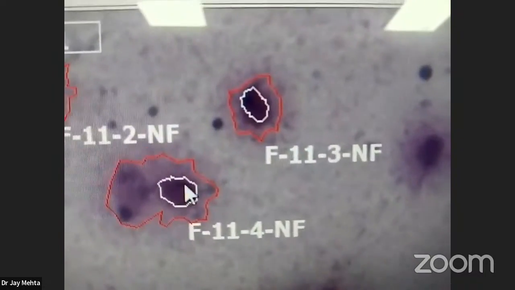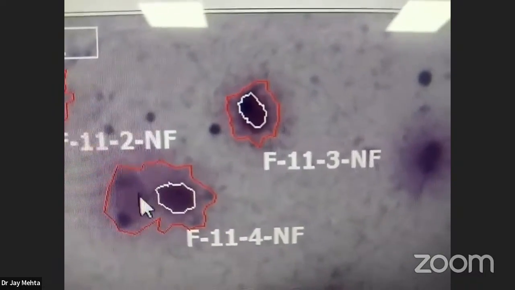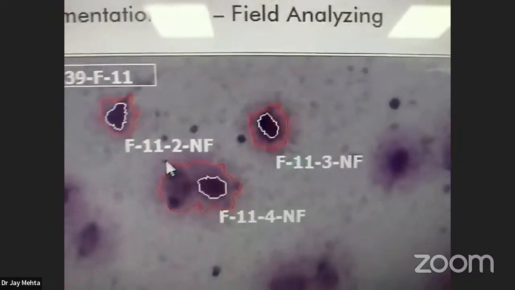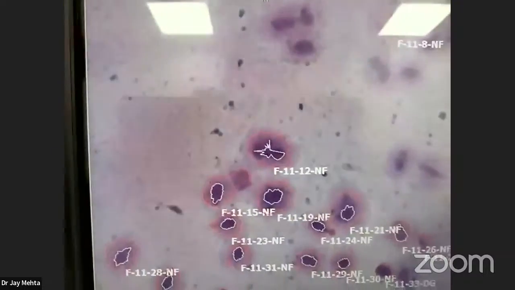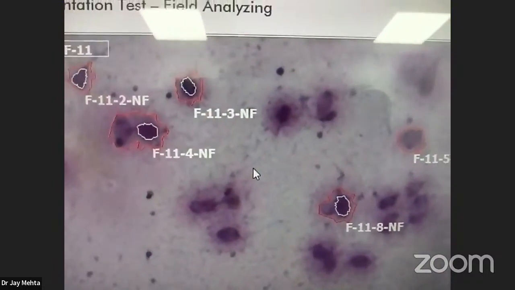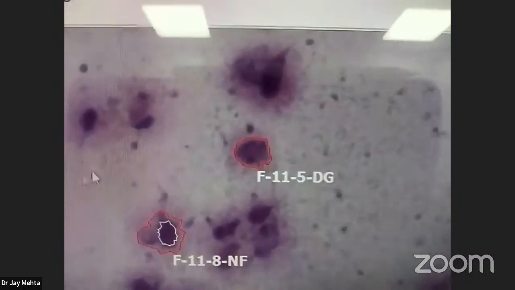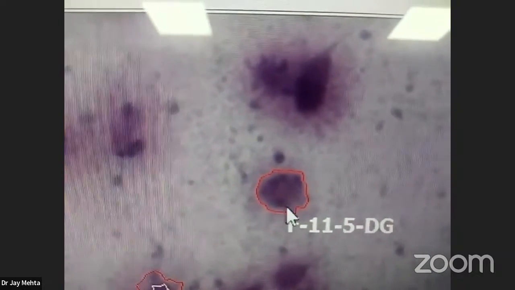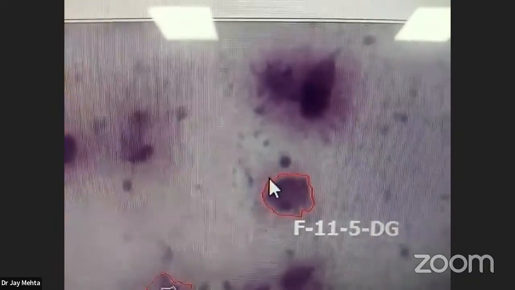Very simple. Can you see that other sperm? This is the head of the sperm. The splaying is non-fragmented, so this is a non-fragmented sperm. I will show you a very beautiful degenerated sperm also. See, degenerated sperm, DG, degenerated sperm, no splaying. Just the sperm head is there. There is no splaying visible. Can you see? So that means it is degenerated.